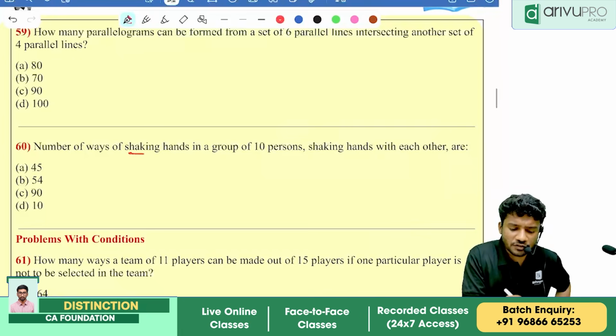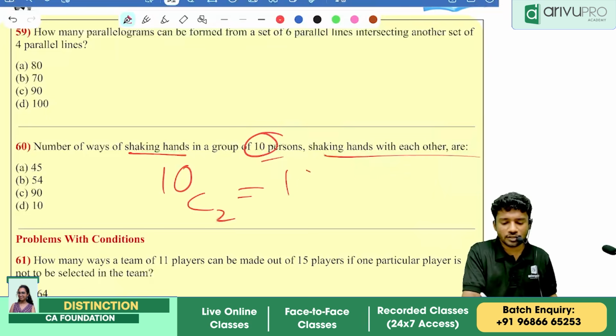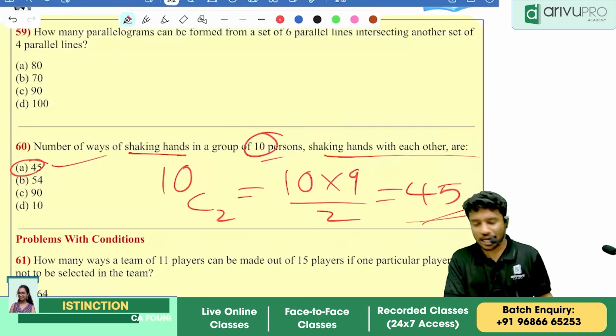Number of ways of shaking hands in a group of 10 persons shaking hands with each other. 10 C2, which is what? 10 into 9 divided by 2. Answer is how much? 45. Option E is your answer.